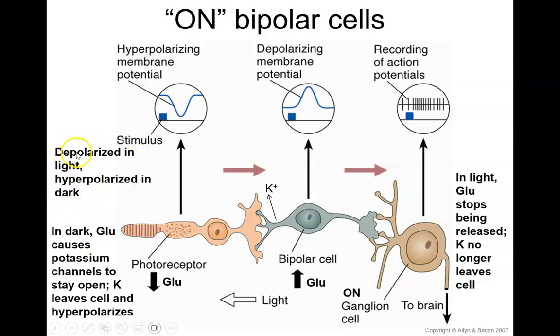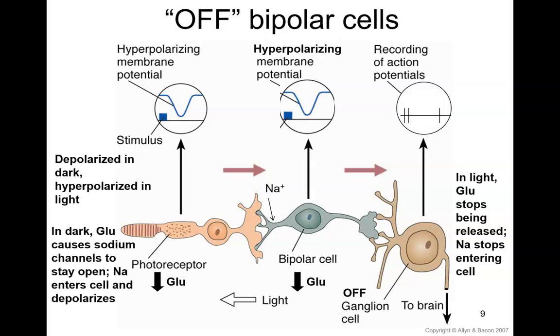So on bipolar cells are depolarized in the light and they're hyperpolarized in the dark. Again, in the dark, glutamate is going to cause potassium channels to stay open. As a result, potassium will leave the cell, and in the dark, the on cell will hyperpolarize. But in the light, glutamate stops being released, potassium channels close, and potassium can no longer leave the cell, effectively depolarizing it in the light.